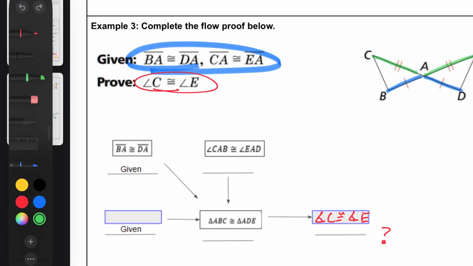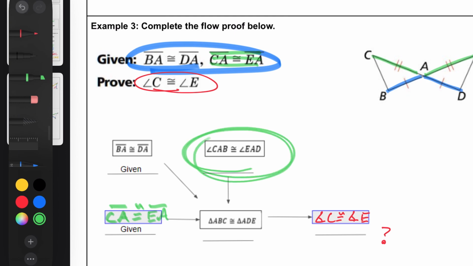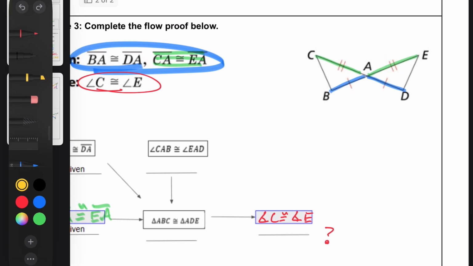So what else was given? We can see here that we had CA is congruent to EA, and that's not marked in our proof yet, so I'm going to go ahead and write that. So CA is congruent to segment EA, all right? And then here we have that the two triangles are congruent, but before we do that, we have to answer why are those two angles congruent to each other? So why is angle CAB congruent to angle EAD?